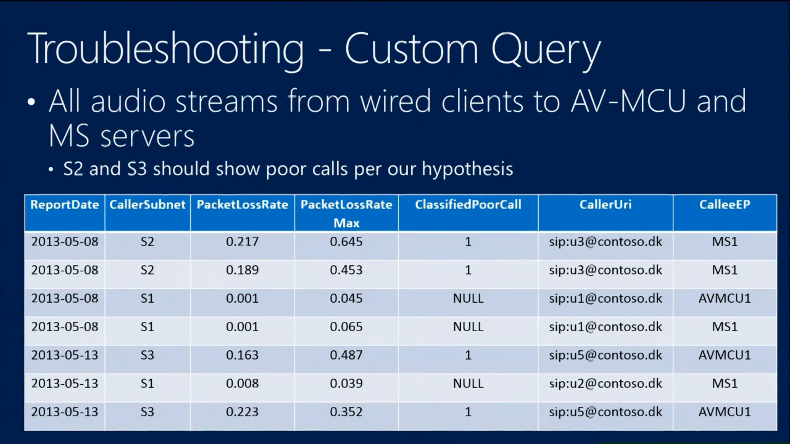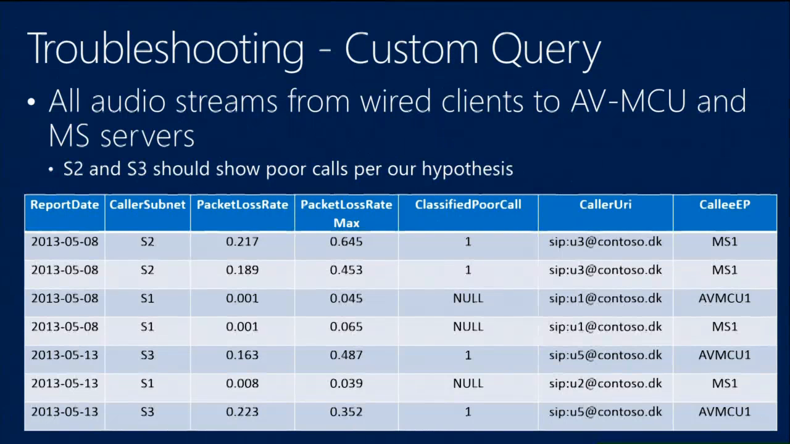Our theory for this particular problem was that it was router 4 which had the problem. If that was the case, subnets S2 and S3 should show poor calls per hour, and I hope that I have mangled the data in such a way that it proves my point. I think it's the case.